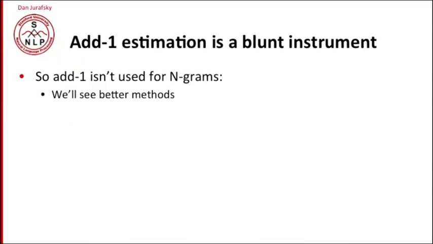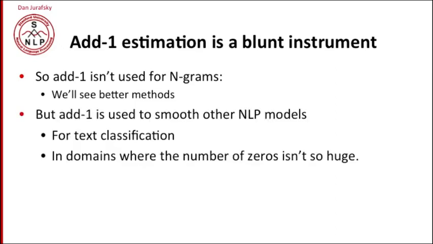It makes very big changes in the counts in order to get the probability mass to assign to this massive number of zeros. And so in practice, we don't actually use add-1 smoothing for n-grams. We have better methods. We do use add-1 smoothing for other kinds of natural language processing models. For example, add-1 smoothing is used in text classification or in similar domains where the number of zeros isn't so enormous.